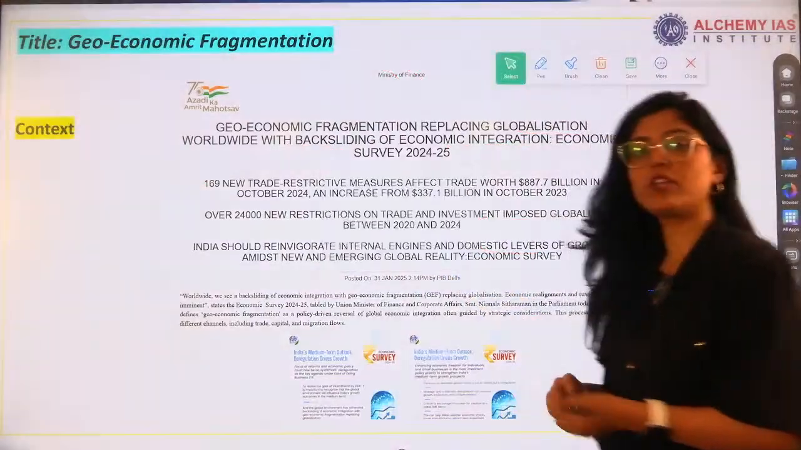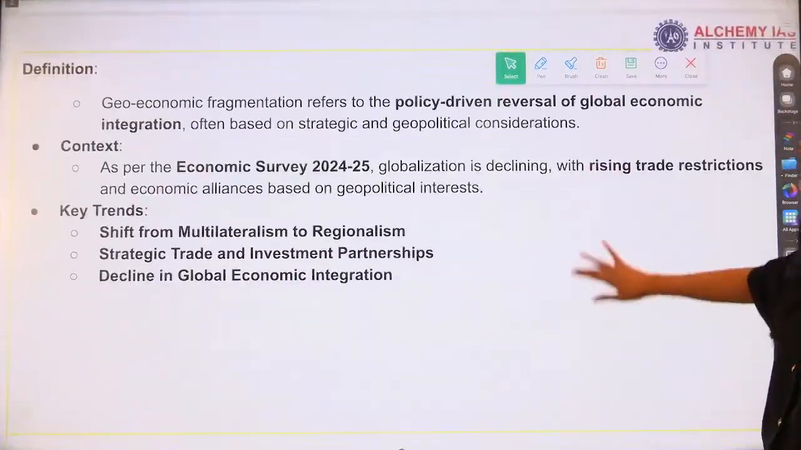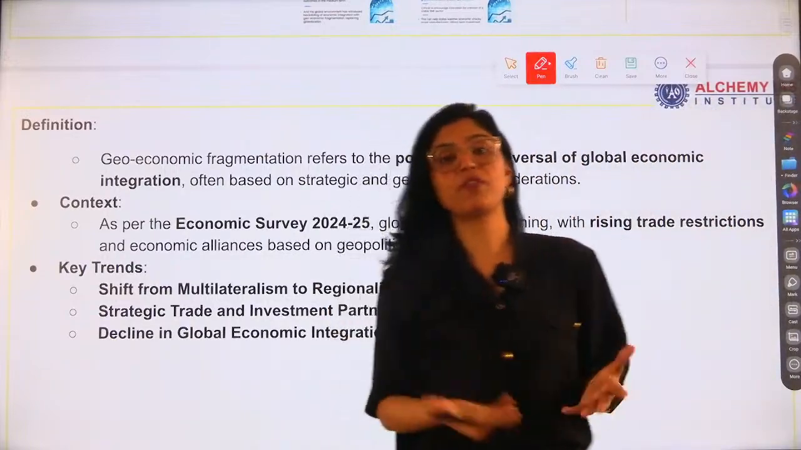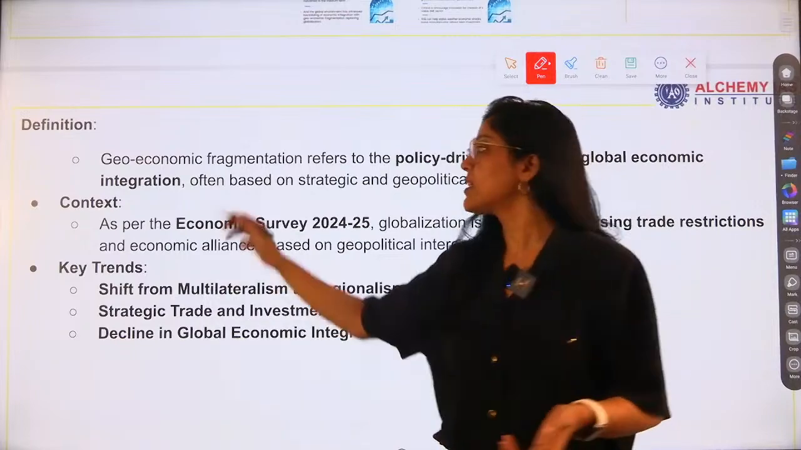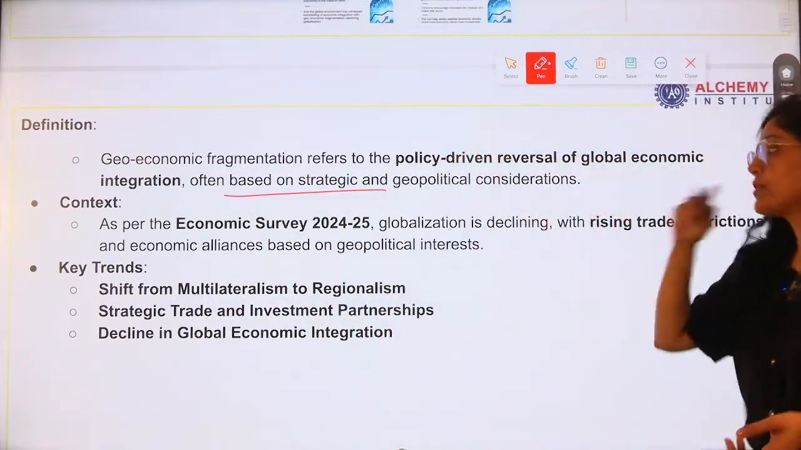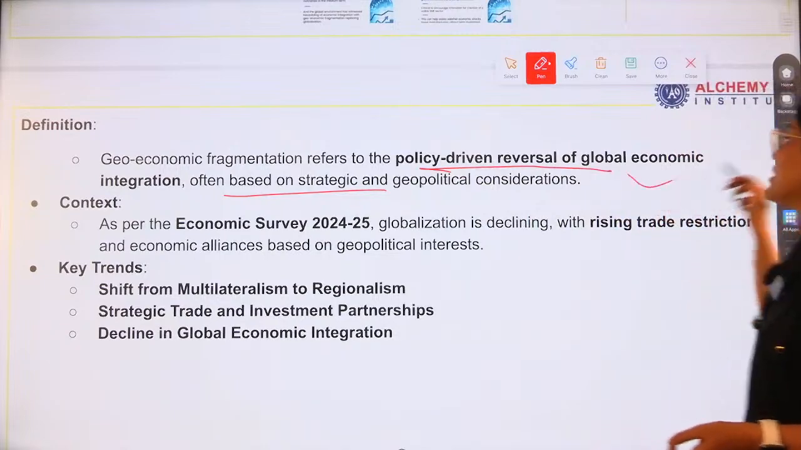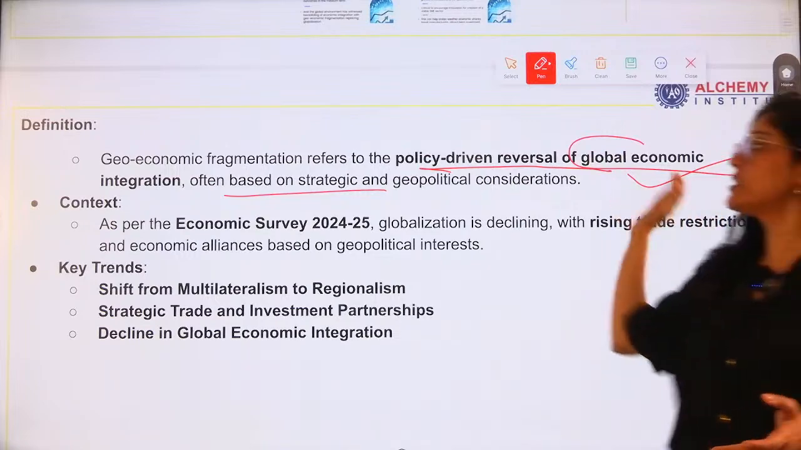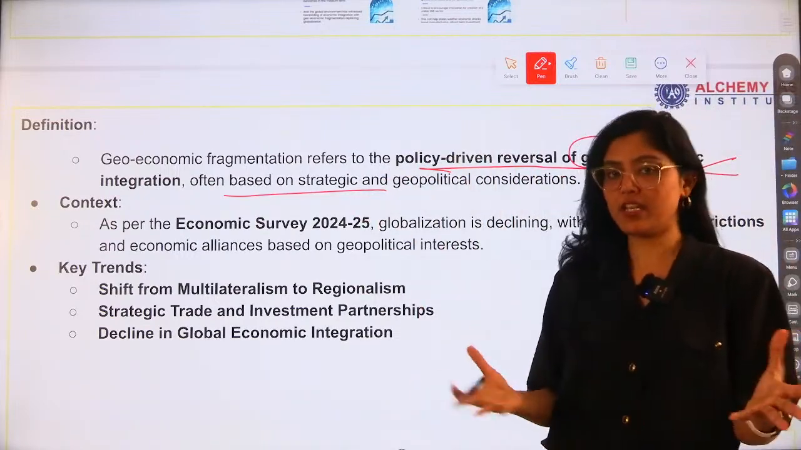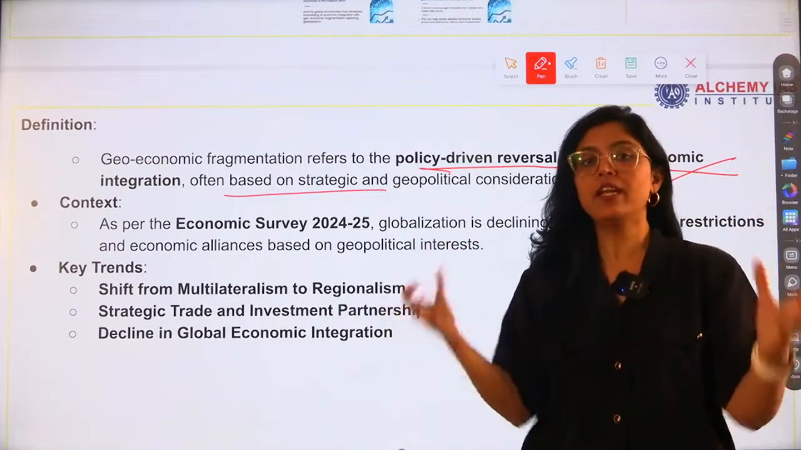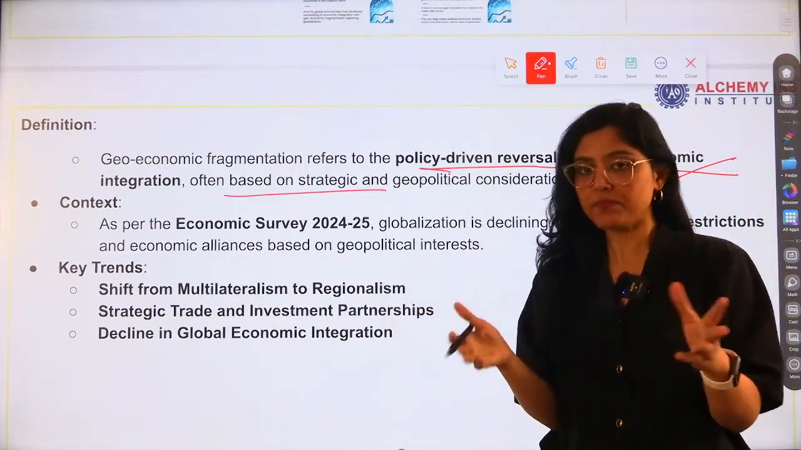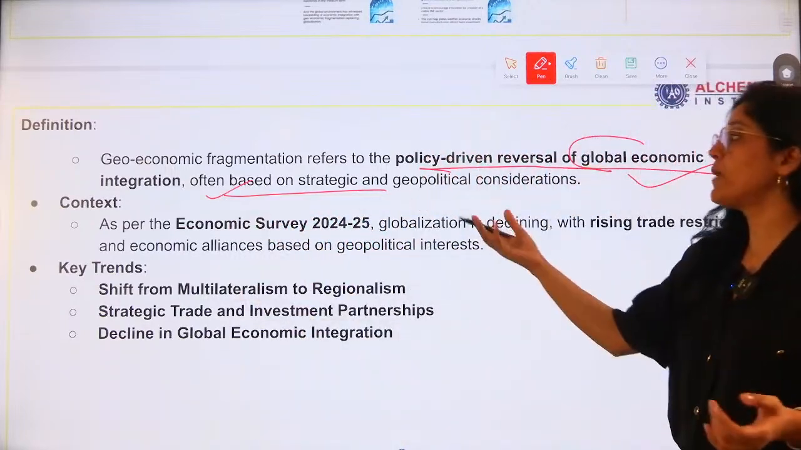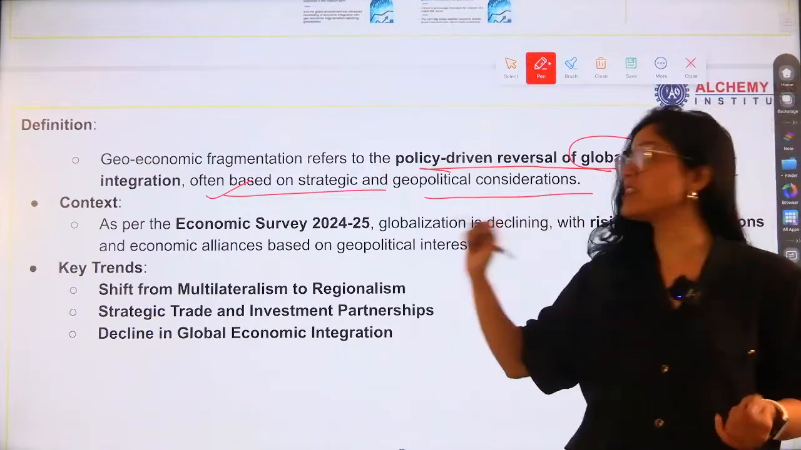So let's go to the issue and discuss it. First of all, we should know the exact definition of geo-economic fragmentation. What does the Economic Survey say? It says geo-economic fragmentation refers to the policy-driven reversal of global economic integration. It is not integrating, it is fragmenting and dividing into parts. So it is not good for the global economy, often based on strategic and geopolitical considerations.